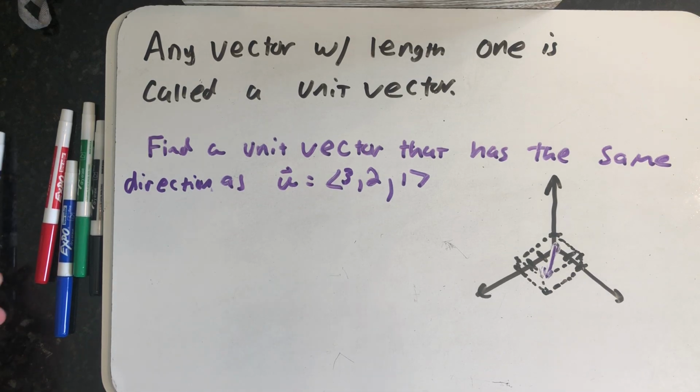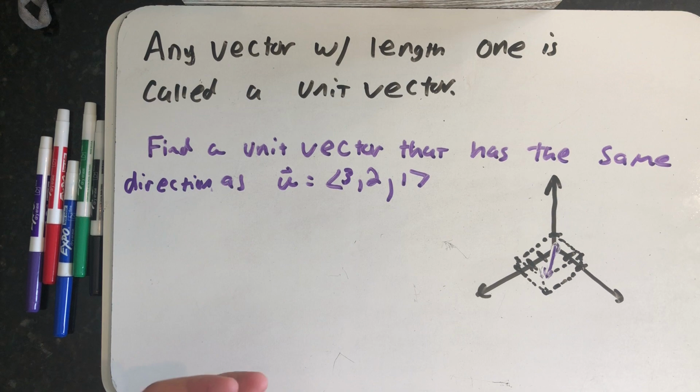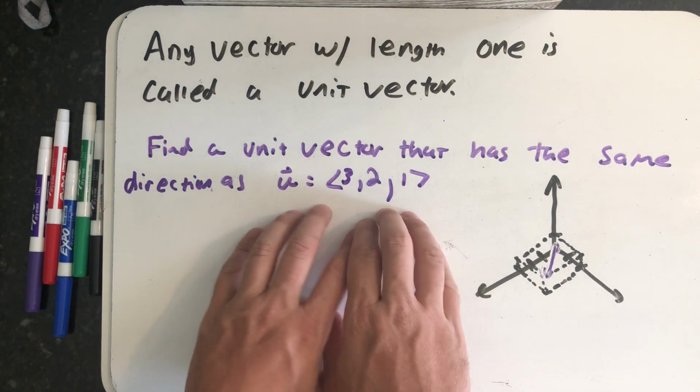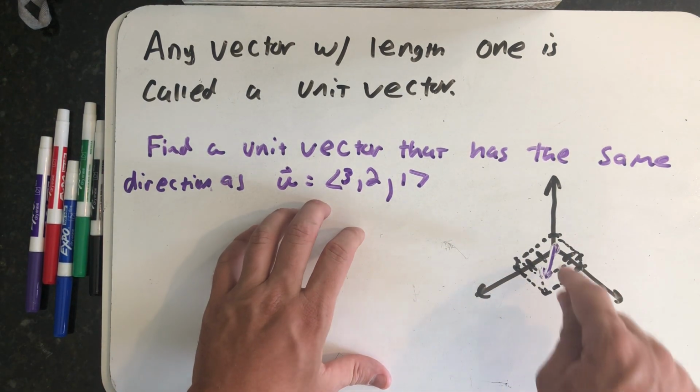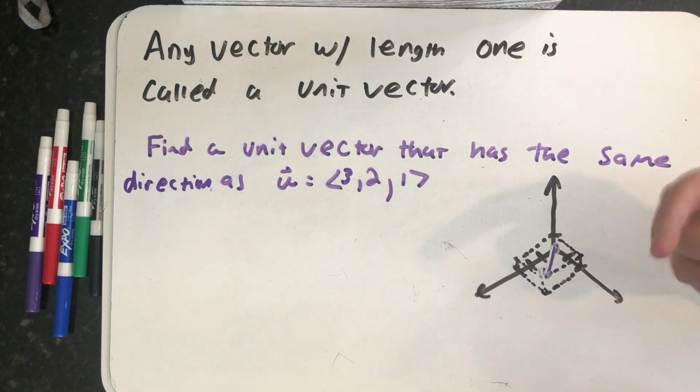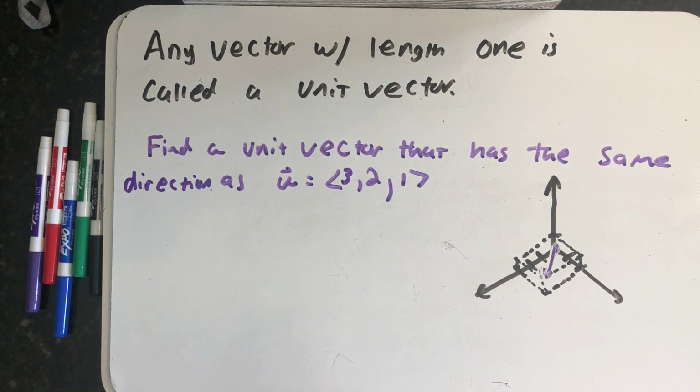Any vector with length 1 is called a unit vector. We're being asked to take vector u, (3, 2, 1), which I've sketched here pointing up from the origin, and find a unit vector, a vector with a length of 1 that points in the same direction.